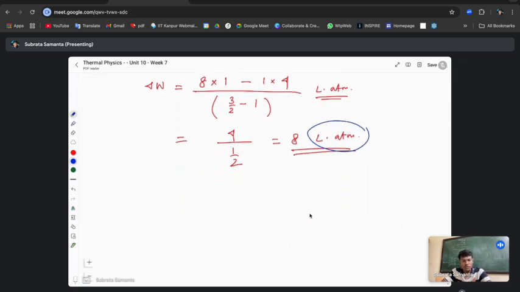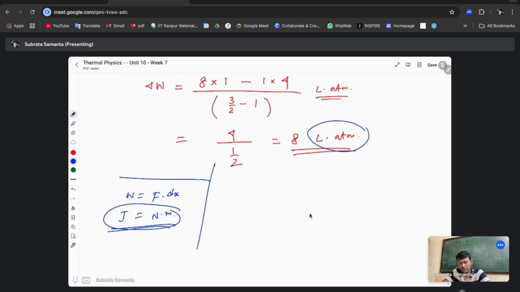So you have to convert it into joule, right? Joule is basically the unit of work done. We know that work done is force times dx, F dx. So the dimension is joule, and force times meter is Newton meter, so Newton meter is basically joule, J. So we have to convert liter atm into Newton meter, right?